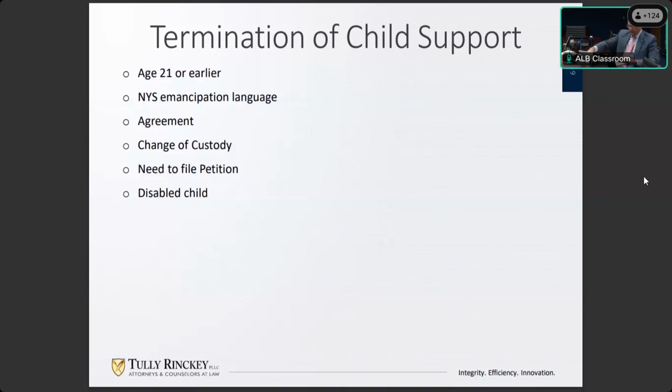Now, there's one thing here that came out recently. I'm just going to touch upon this, the disabled child. New York State now has changed and put in that if there's a disabled child above the age of 21, and that child is living with one of the parents, then child support can be extended until that child reaches the age of 26. I'm not going to go into this. It's very extensive what you have to show and prove, but just keep that in mind.